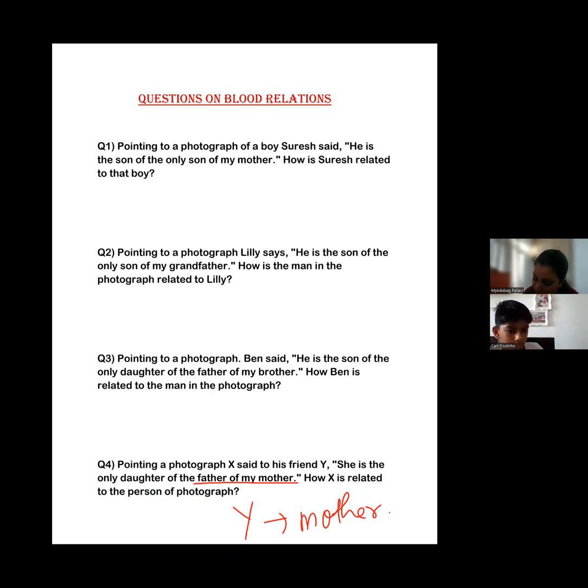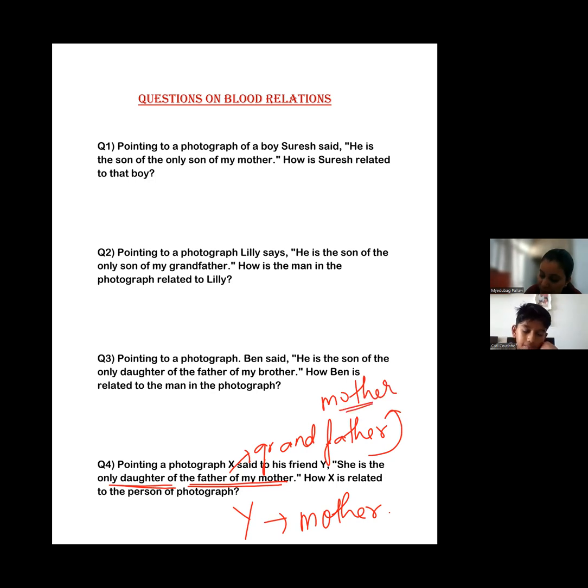She is the only daughter of the father of my mother. Father of my mother will be my grandfather. Then only daughter of grandfather will be my mother only. Only daughter is said, no? So only daughter will be my mother only. That means she's the mother.